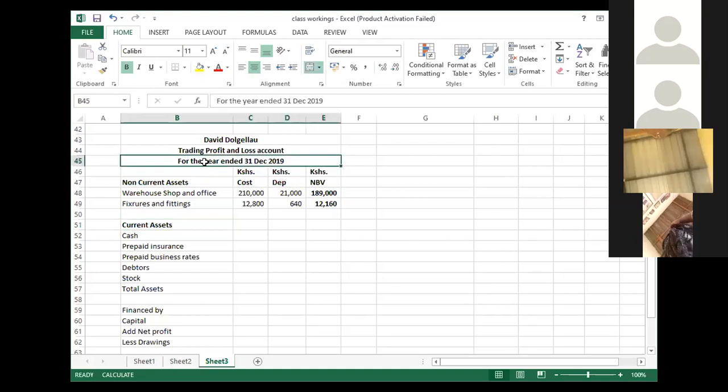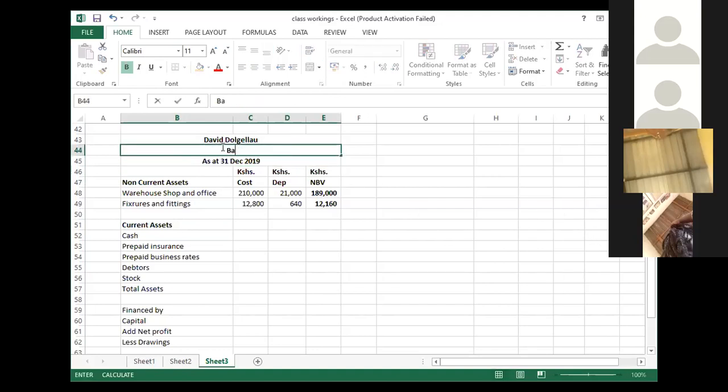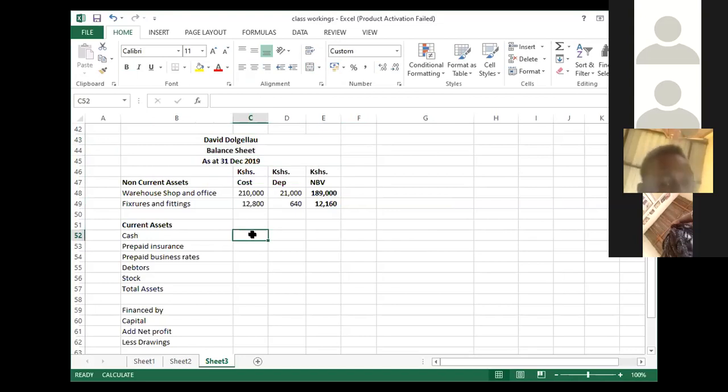Sorry, I just copied that and forgot to adjust as at that 1st December. And this is the balance sheet. I've just copied those from up there and forgotten to. So that should be the heading. It should be the heading. So cash, we have 500. You can record it there.